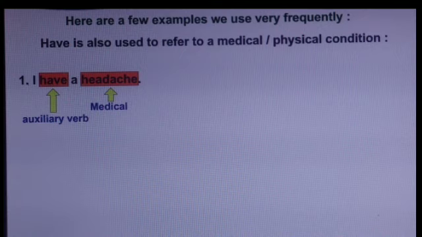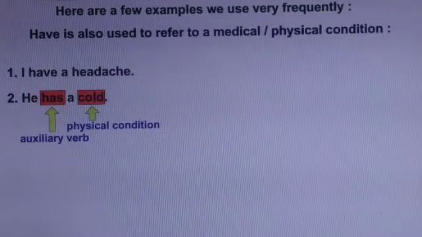Let us see a few examples where have is very frequently used to refer to a medical or physical condition. For example, I have a headache. Have again is an auxiliary verb. Headache refers to a medical condition. Second example, he has a cold. Has is an auxiliary verb and cold refers to the physical condition of a person when he suffers from a cold.